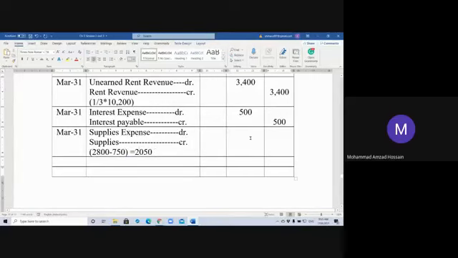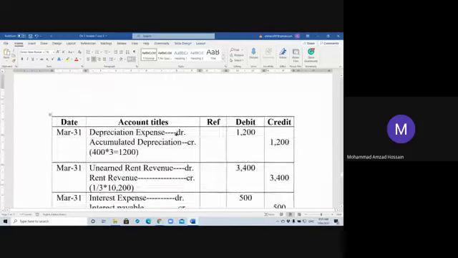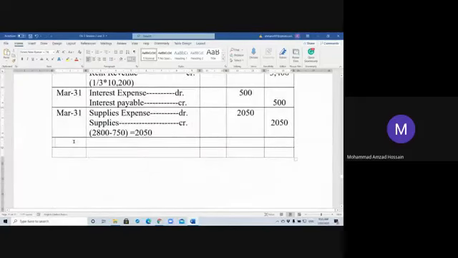So what will be the amount on 2050? 2050. Okay. Next, insurance expires at the rate of 300. So what will be the journal? It will be same.